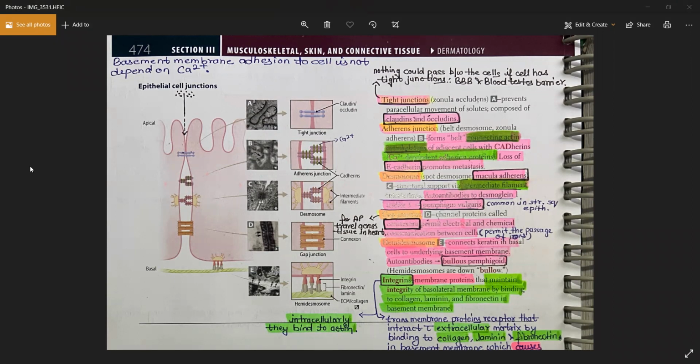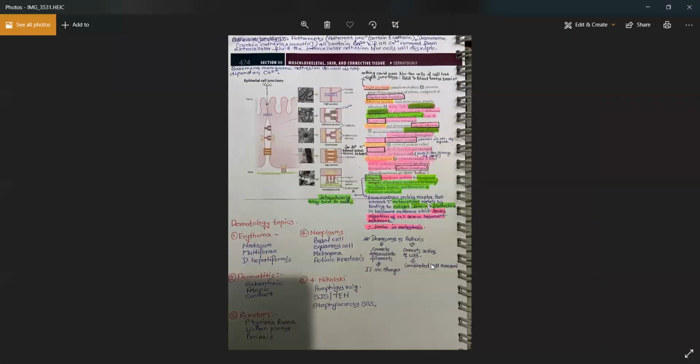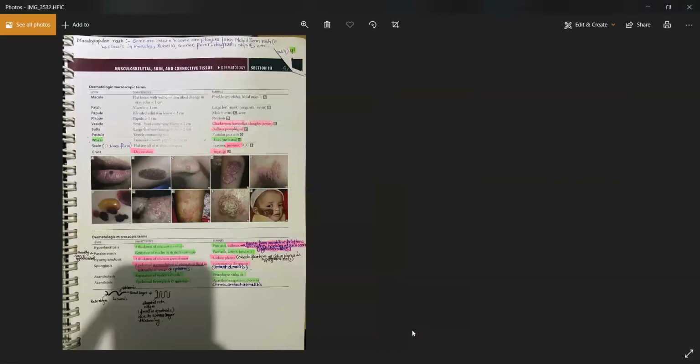So that would be all about the epithelial junctions. These are all the topics which you need to study. We will just study them later in the sections. Okay. Sorry about that.